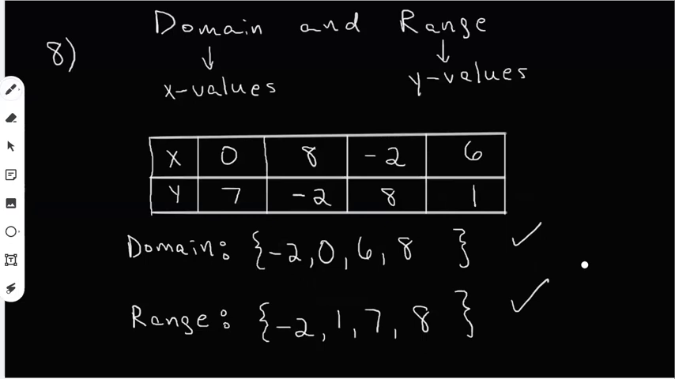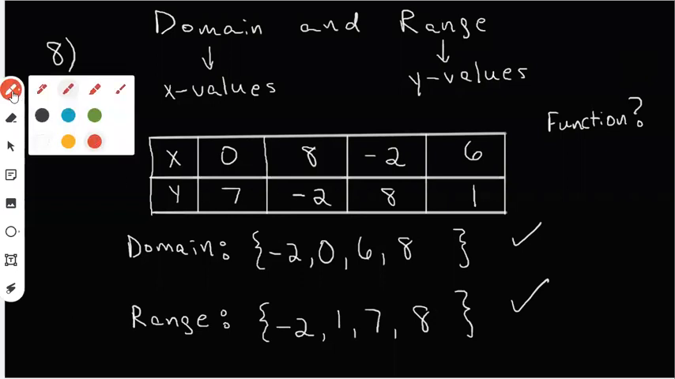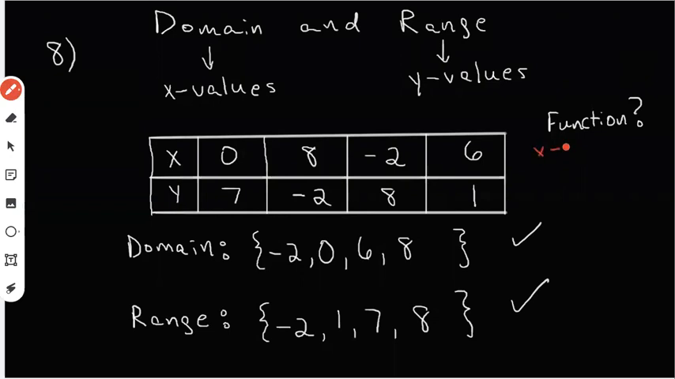Okay. And then the last question it asks, is it a function? Well, we just got through talking about the vertical line test, but that's not going to help us if we don't have a graph. Instead, we're going to be deciding whether or not the x values repeat themselves. So we're asking ourselves the question, do the x values repeat? Yes or no? And it turns out, no, the x values don't repeat themselves. So yes, this is a function.